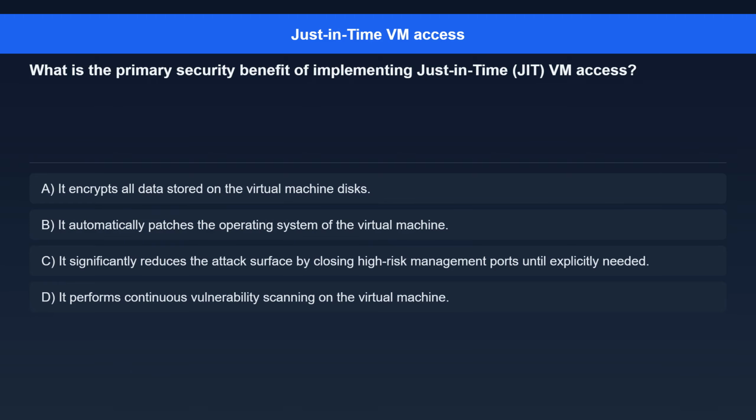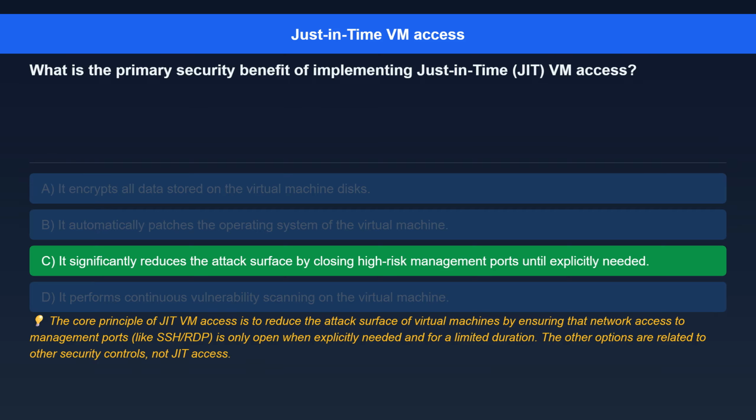Question 4. What is the primary security benefit of implementing just-in-time (JIT) VM access? Option A. It encrypts all data stored on the virtual machine disks. Option B. It automatically patches the operating system of the virtual machine. Option C. It significantly reduces the attack surface by closing high-risk management ports until explicitly needed. Option D. It performs continuous vulnerability scanning on the virtual machine.